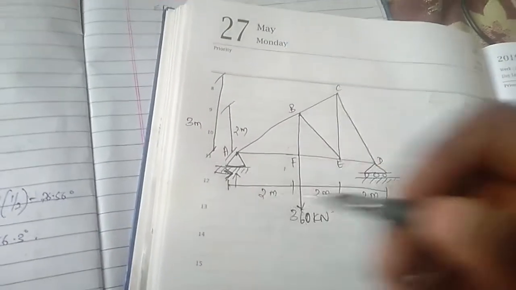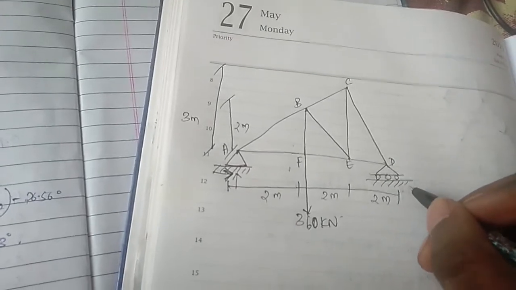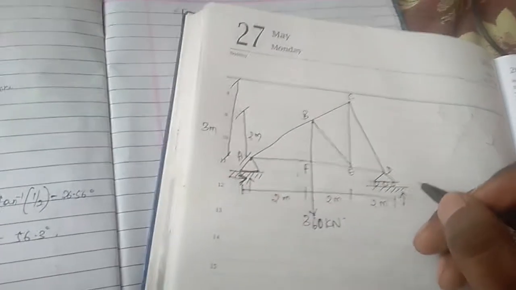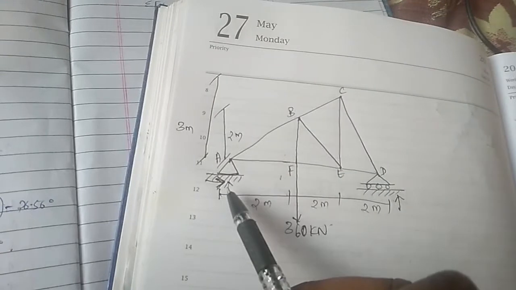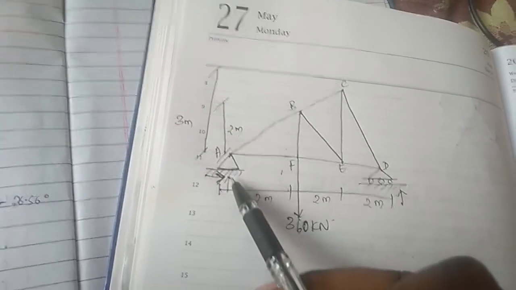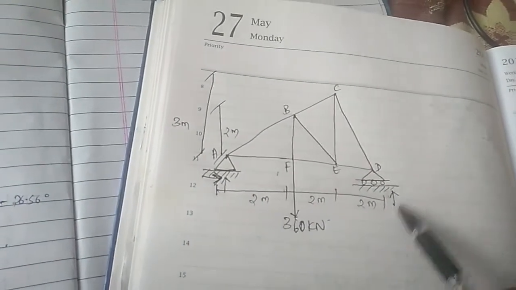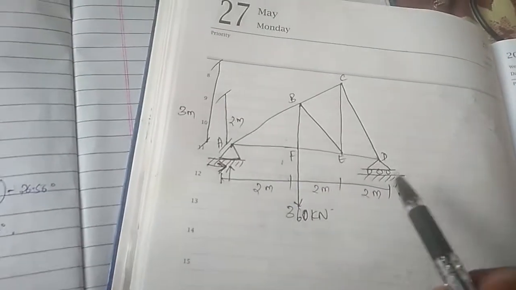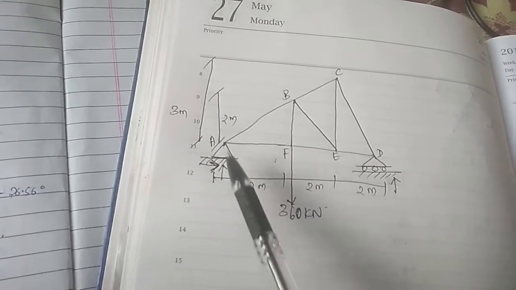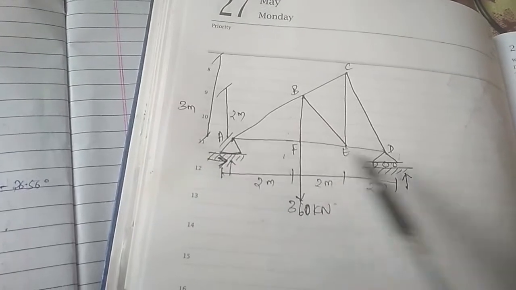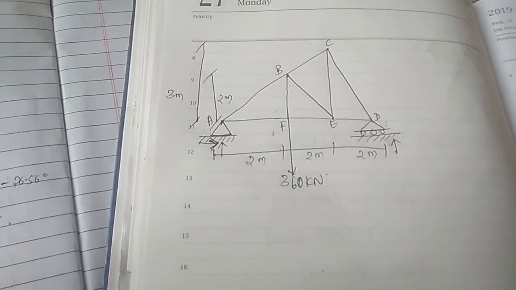If there is a hinged support, it has two forces. If there is a roller support, it will have an upward force. So anyhow we have two reactions, like two upward forces at A and D. So we have to find the two reactions at A and D. So this is the thing.